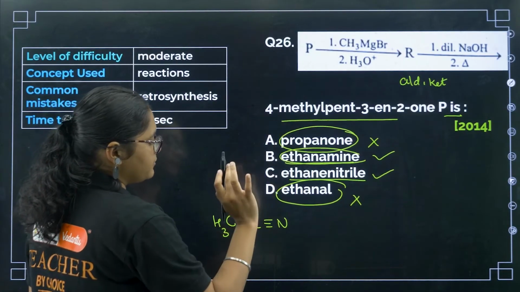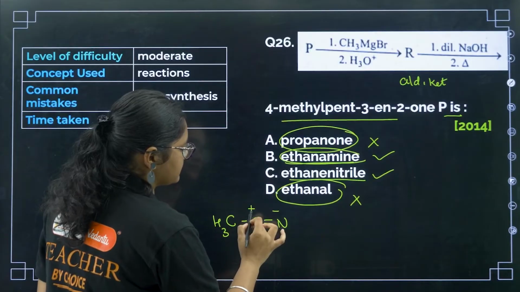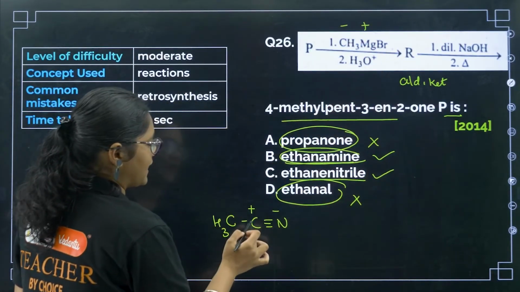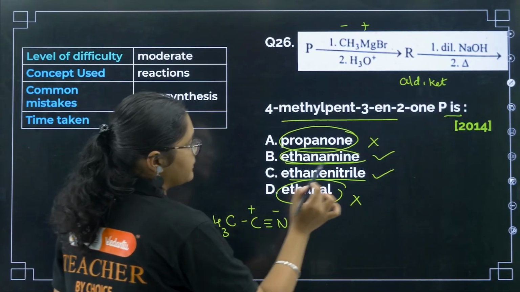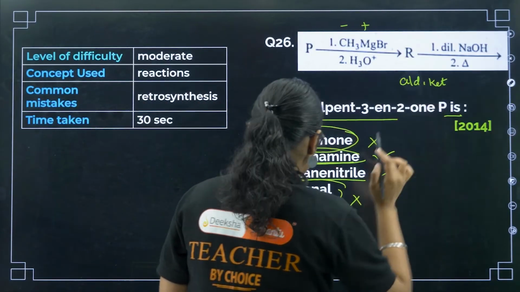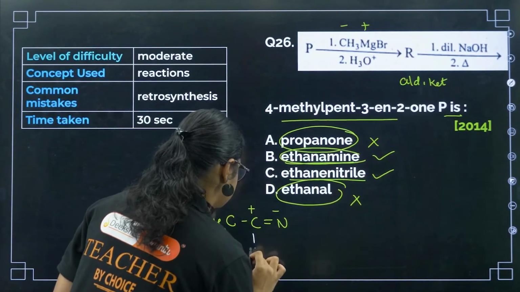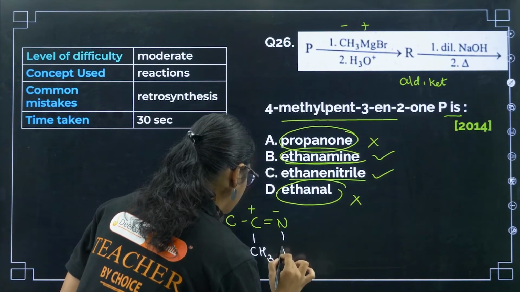Next CH3MgBr is added. This is minus and this is plus, so CH3 will be added to this one and MgBr will be added here. So what will I get now? One bond will break and we will get CH3 and MgBr.